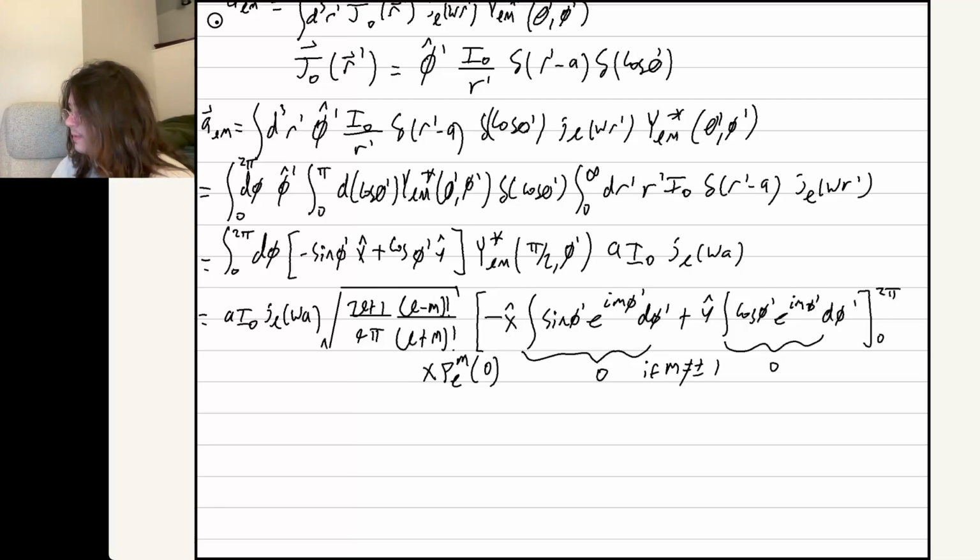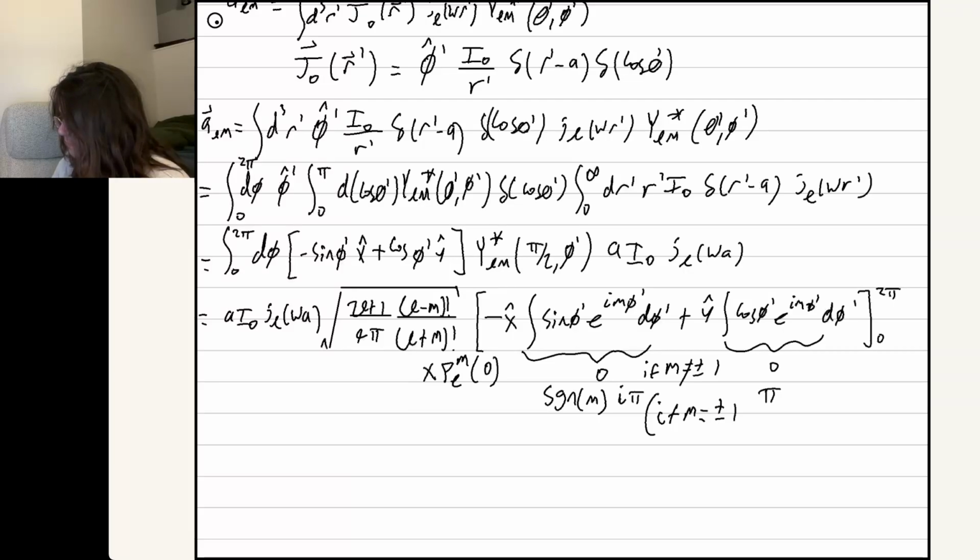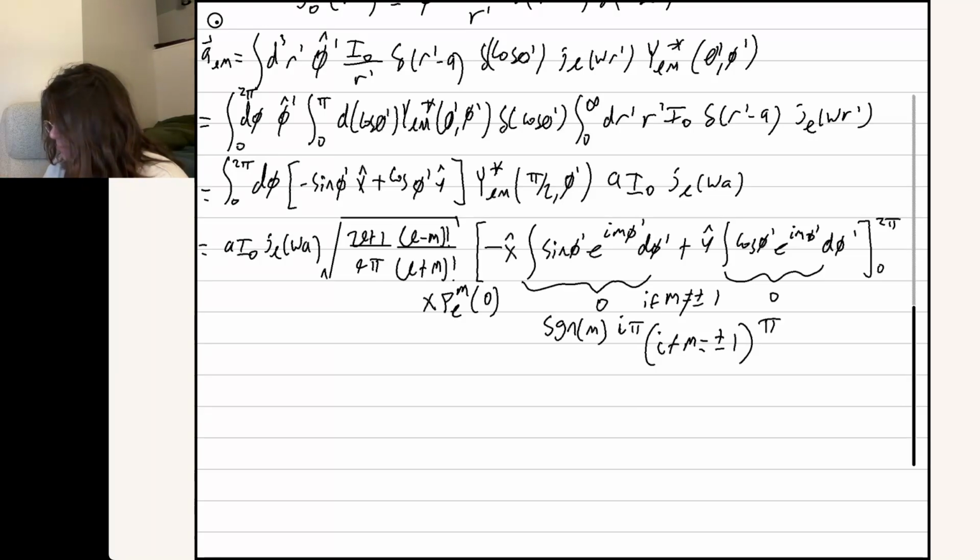And if they are plus or minus 1, then this one is going to be equal to the sine, oh my god, that's an ellipse, the sine of m times i pi. While this one is just going to be equal to pi if m is equal to plus or minus 1. Okay. So that effectively fixes m to plus or minus 1.